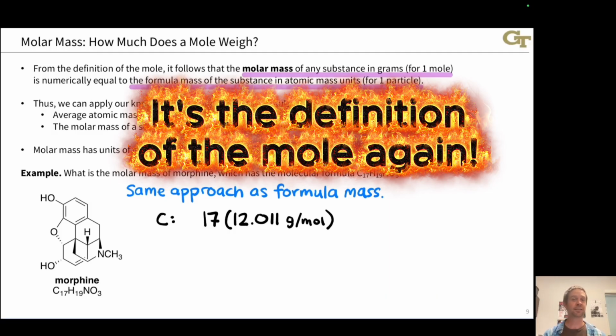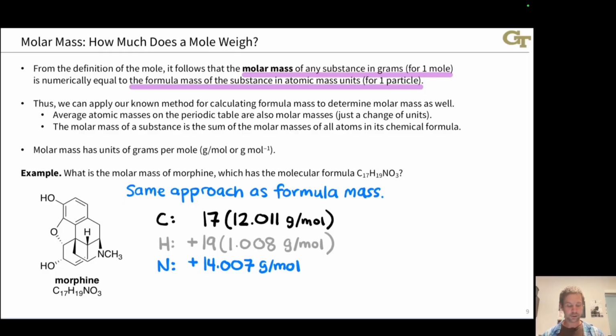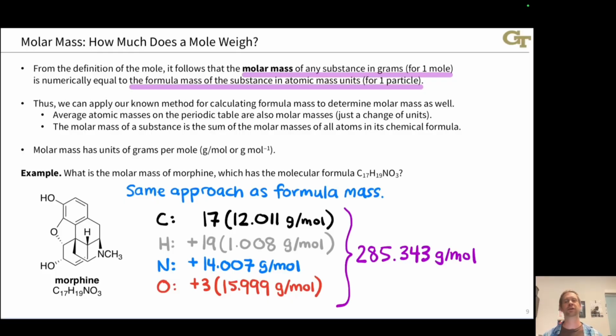So the atomic masses that you see on the periodic table are also molar masses for the atoms of the elements. So 12.011 grams per mole is the molar mass of carbon atoms. Likewise, for hydrogen, we've got 19 of those, 1.008 grams per mole of hydrogen atoms. We've got 1 nitrogen, 14.007 grams per mole, and we've got 3 oxygens at 15.999 grams per mole. And we just add up all of these molar masses to find the mass of 1 mole of morphine. This turns out to be 285.343 grams per mole.